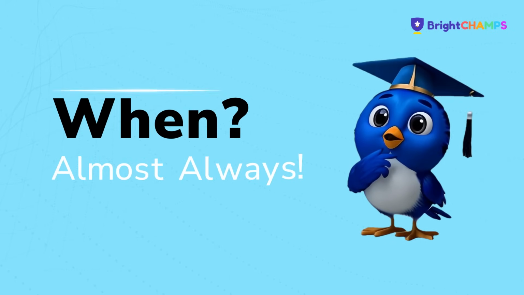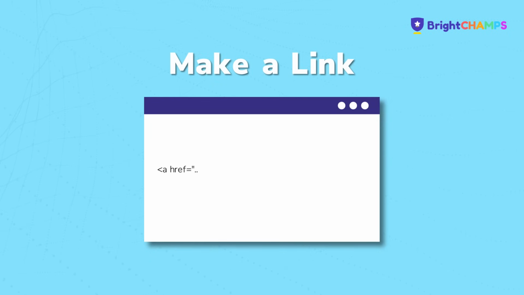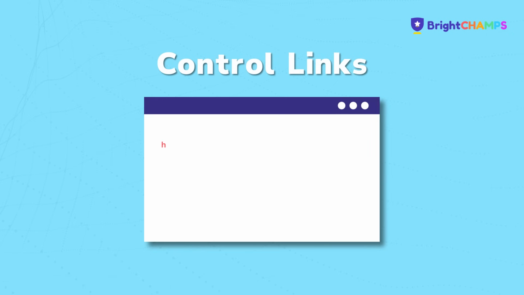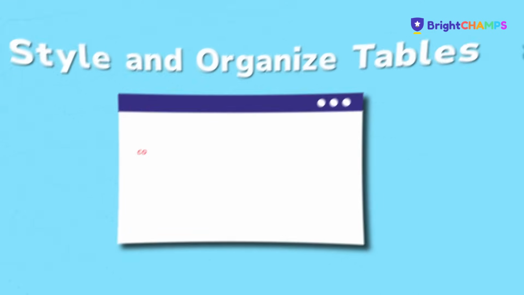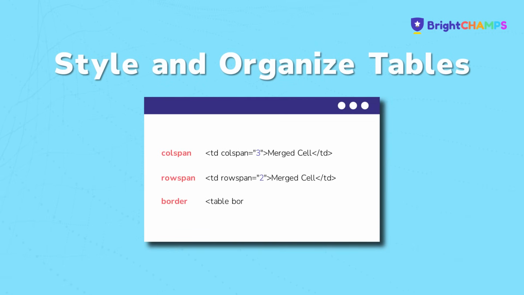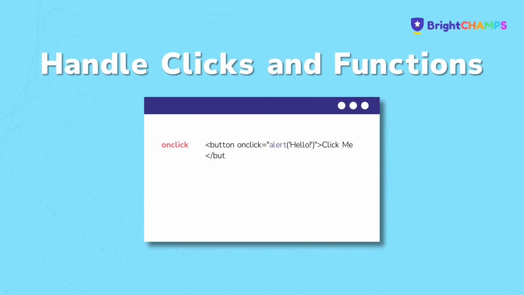When do you use them? All the time. Want to add a link? Use an a tag with an href. As of now, there are over 100 commonly used HTML attributes. But don't worry, you don't need to learn all at once. Just like learning a game, you start with the basics and unlock more as you go.